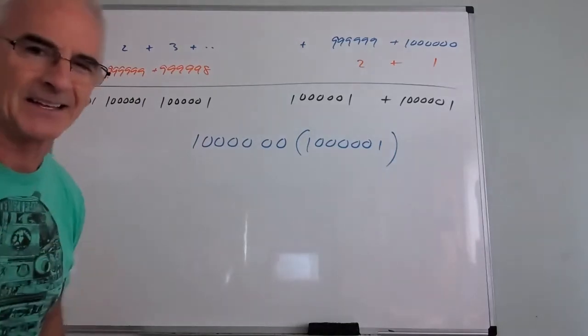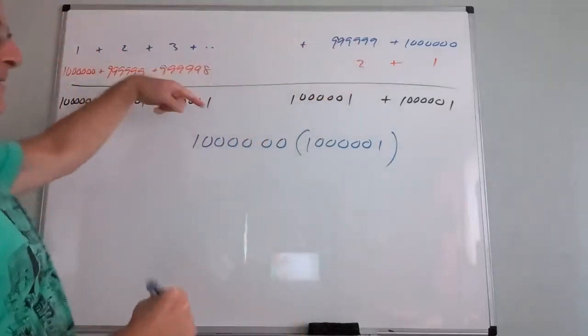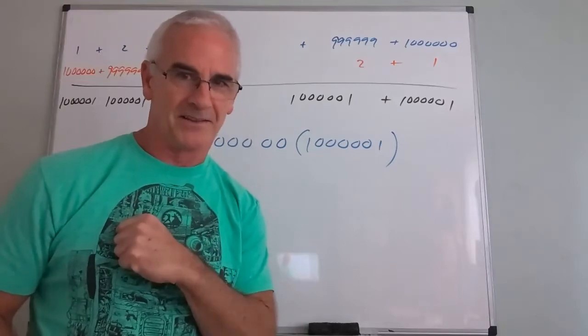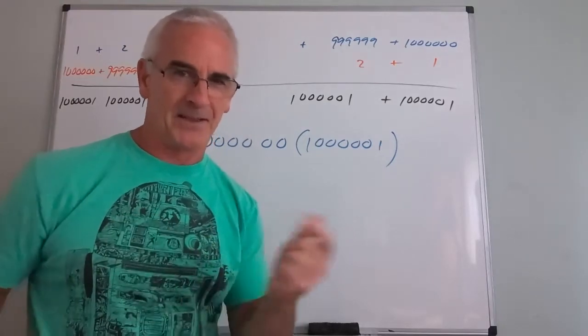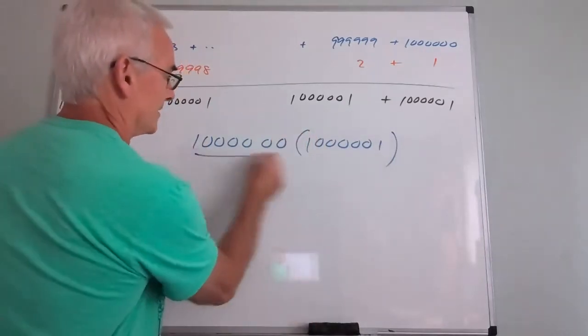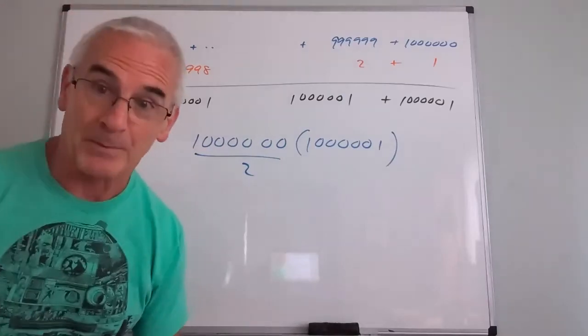Why is that not exactly going to be my final answer? Because I counted it twice, didn't I? Did everybody catch that? That I just did. I added twice 1,000,000. Then you divide by 2. And this presents a very, very powerful formula.